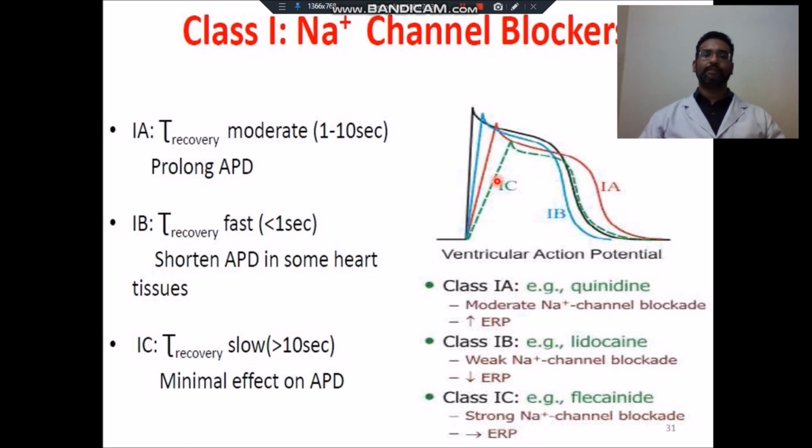And coming to the duration of action potential, as you can see, 1A will prolong the duration of action potential, but 1B is lying inside, so 1B will shorten the duration of action potential, whereas 1C will prolong the duration of action potential but to a minor extent. See, ERP is the effective refractory period, which is increased by 1A, decreased by 1B, and is almost the same in the 1C. So this was all about the class 1 sodium channel blockers. Thank you.